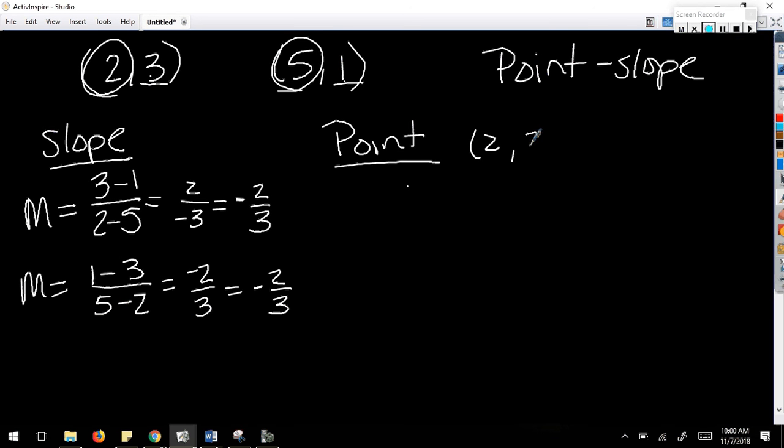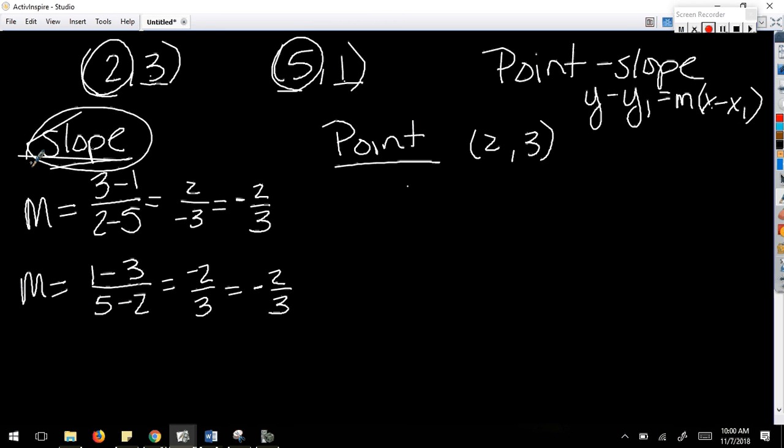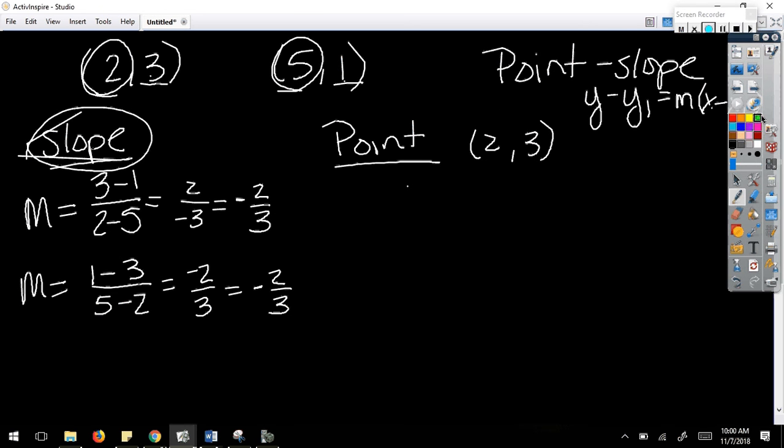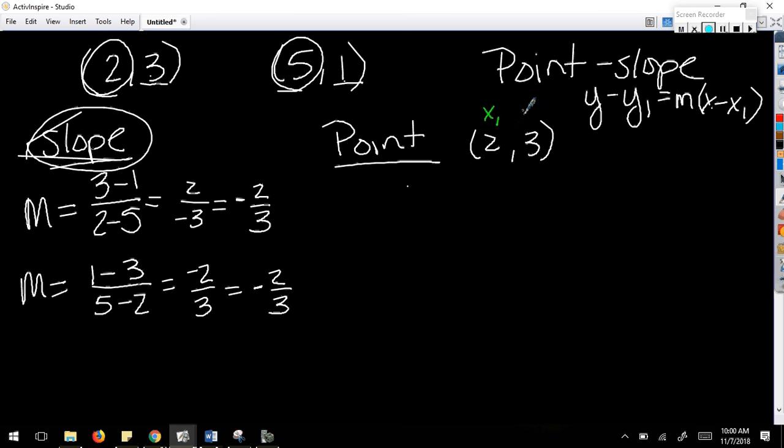So let's do 2, 3. Here's what I'm going to do. Remember that equation I gave you to start with? y minus y1 equals slope times x minus x1. But the only thing, look, I found the slope, right? That's right. Now I'm going to let this point that I picked be x1, y1.